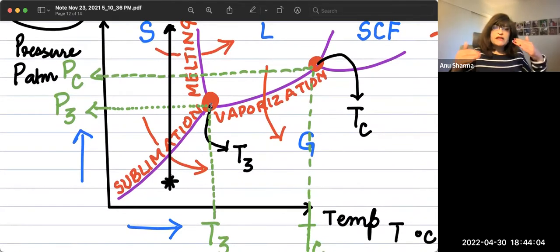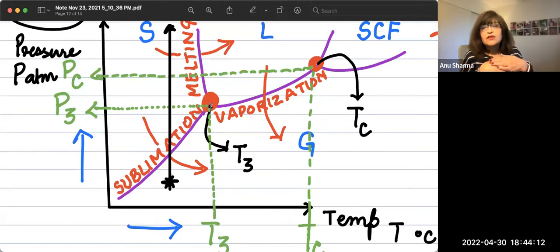Just like you've seen with melting and boiling, vaporization and condensation occur at the same time, and melting and freezing occur at the same time. So they coexist. Similarly, it is possible to see solid, liquid, and gas exist at a particular temperature and a particular pressure, and that is called the triple point.